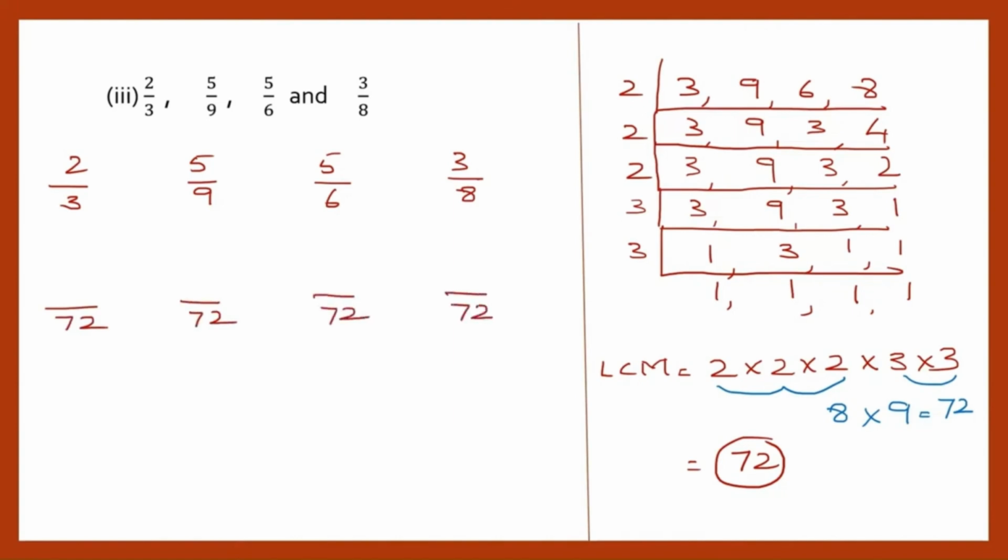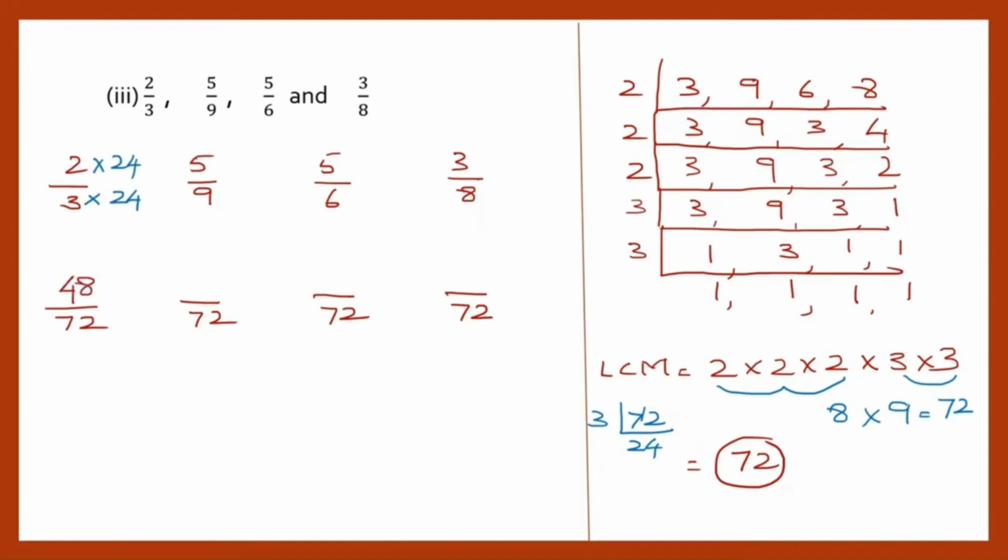Okay, so let's start. Now 3 into what will give us 72? Let's divide and see. 72 divided by 3. 3 twos are 6. I'll carry 1. I have 12. 3 fours are 12. So 24. 3 into 24. So 2 into 24 will give us 48.